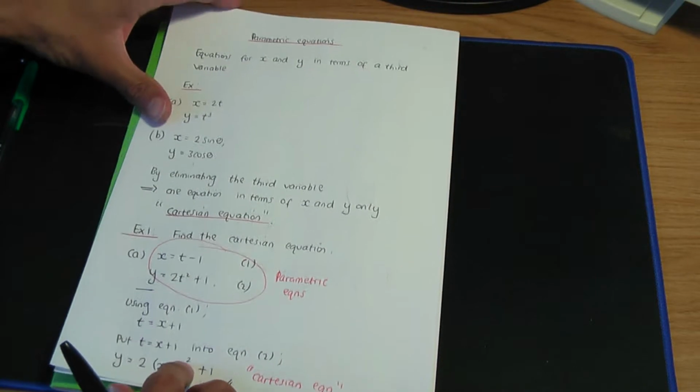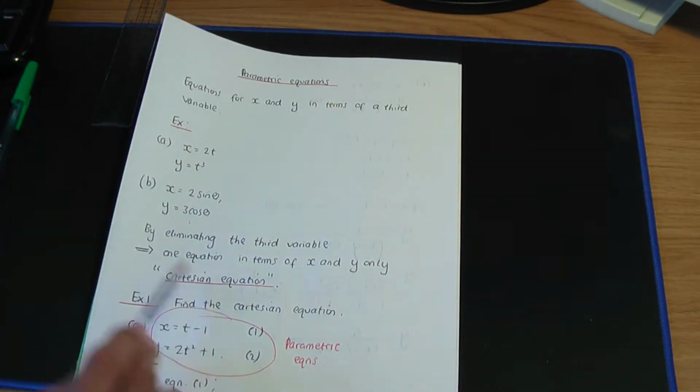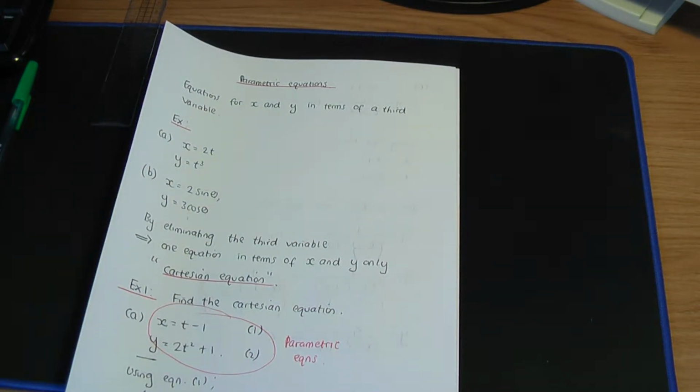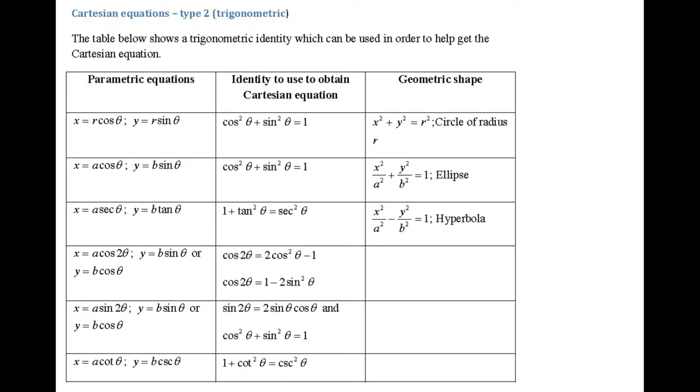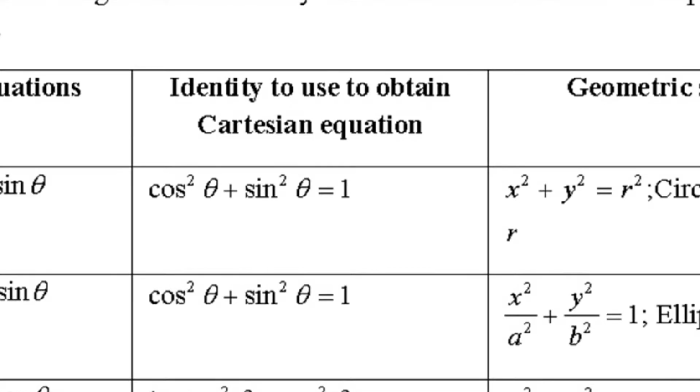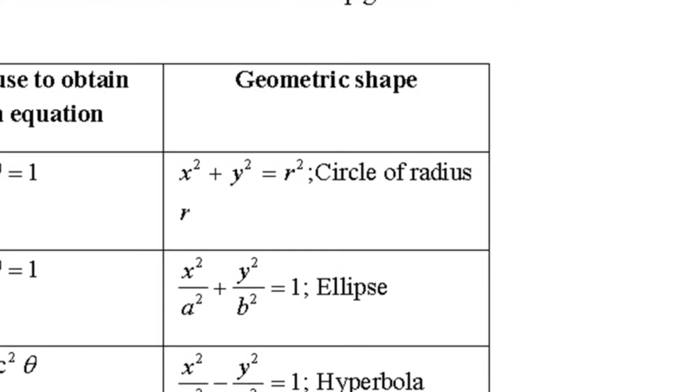Okay? Let me show you how to get the Cartesian equation if you have a set of parametric equations in terms of trigonometric functions. Okay, so let's have a look at this prepared screenshot. In this screenshot, I've got a table. In the first column, I've titled that Parametric Equations. In the second column, I'm giving you an idea of what identity you need to use in order to help you get the Cartesian equation. And I'll have a third column giving you an idea of the geometric shape that the Cartesian equation gives you.